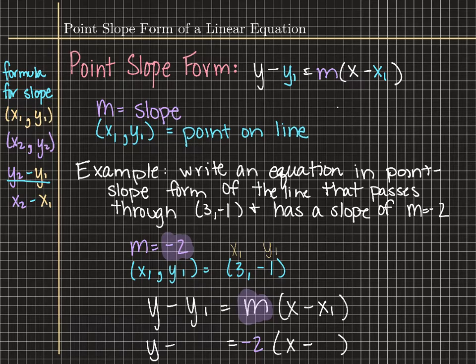And now that I've done that, I need to identify what is my x1. Right? My x1 is 3. So I'm going to take x minus 3. And now I need to identify what is my y1. And my y1, I apologize for the barking, but my y1 is -1, and I'm going to plug that in lieu of y1. So I'll put -1 here.